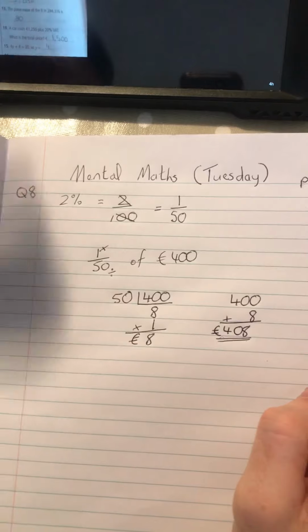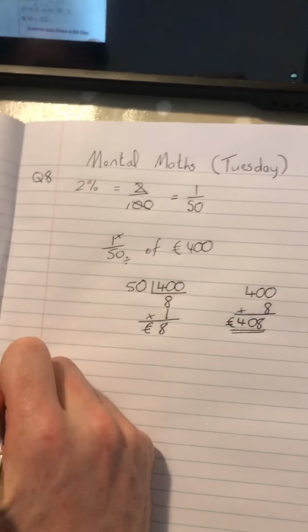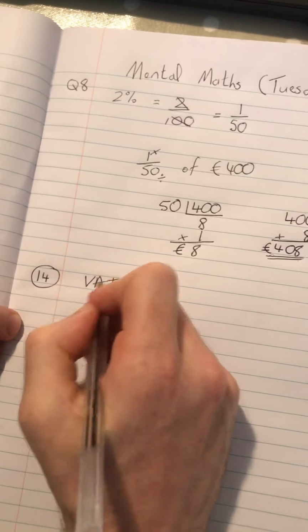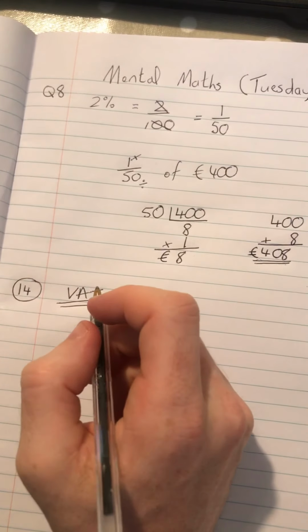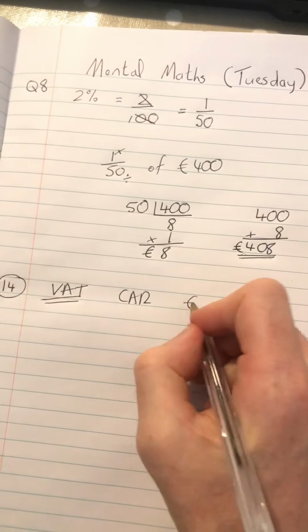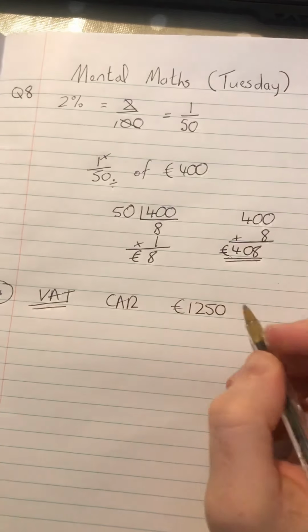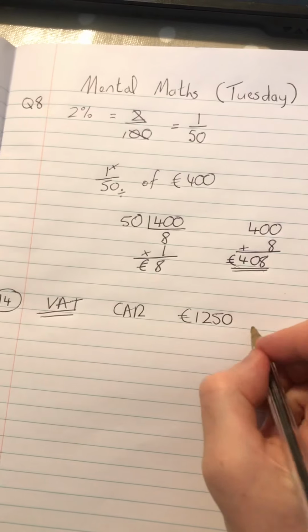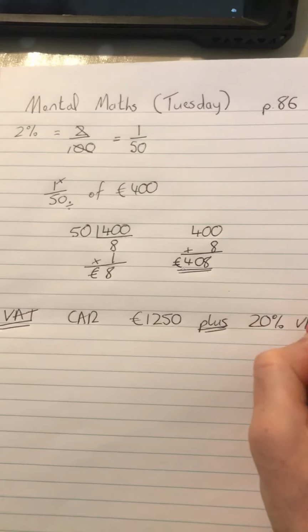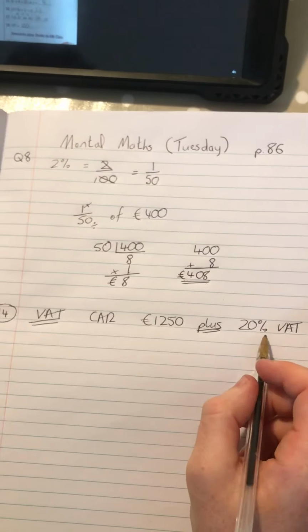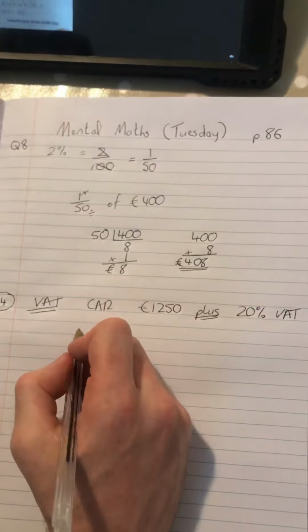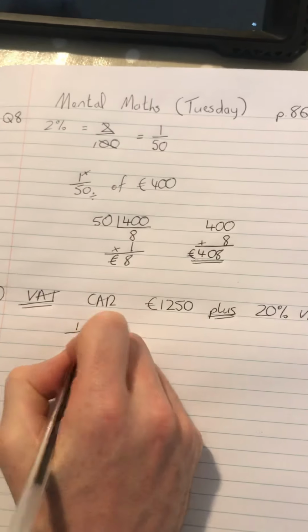Now, if we move on to question 14, a similar question, but this time we're dealing with VAT. And we know VAT means value added tax. Okay, so a car costs €1,250 plus, so plus is very important, 20% VAT. Again, when we're doing these percentages of, change 20% to a simple fraction. So we know that 20% is 1/5.